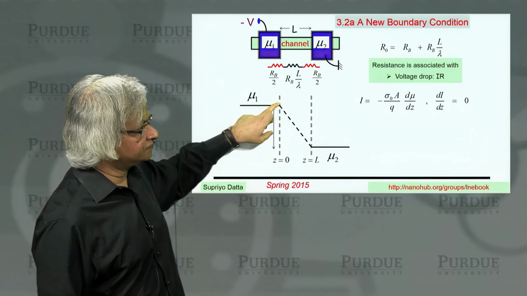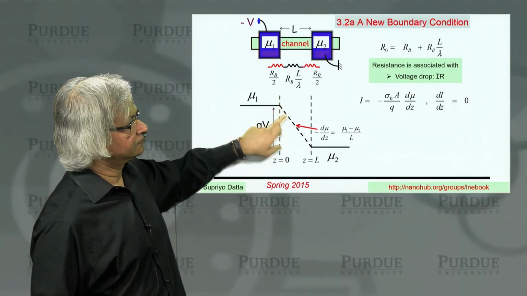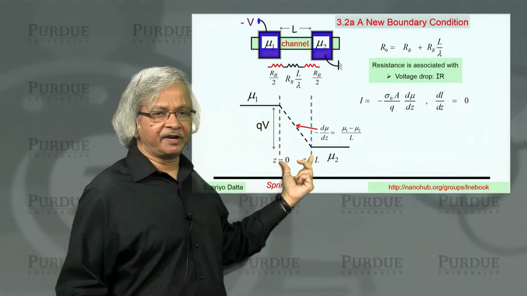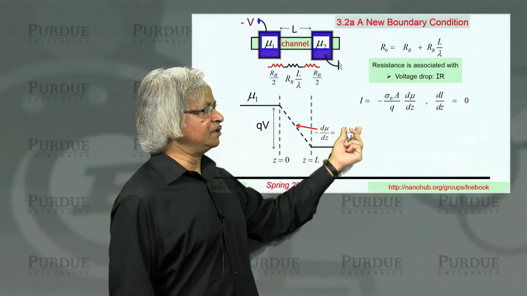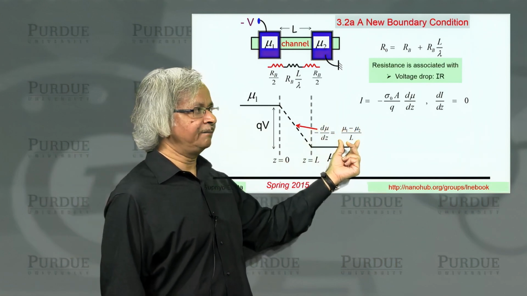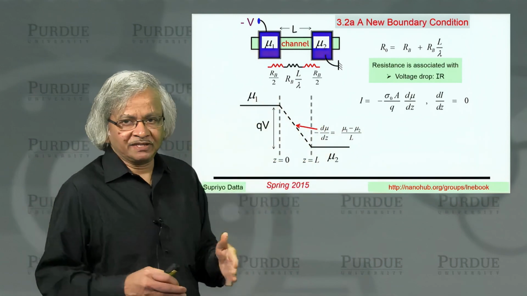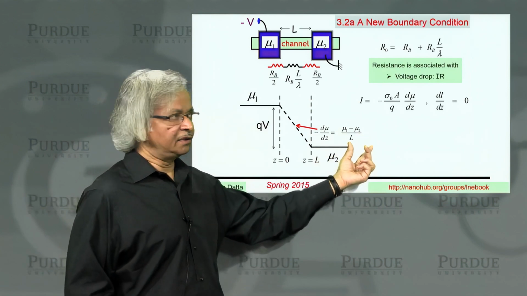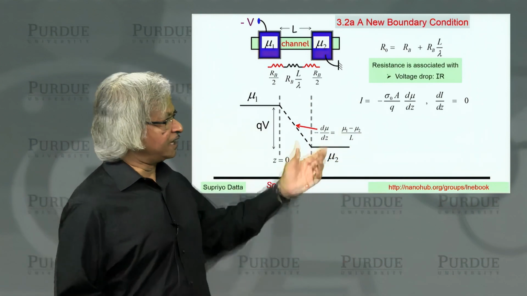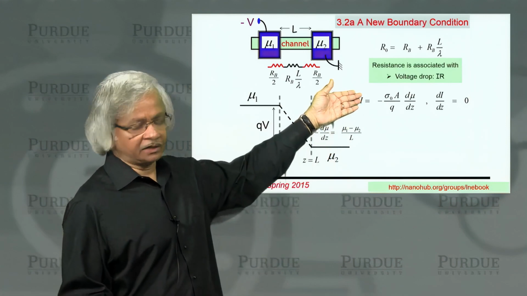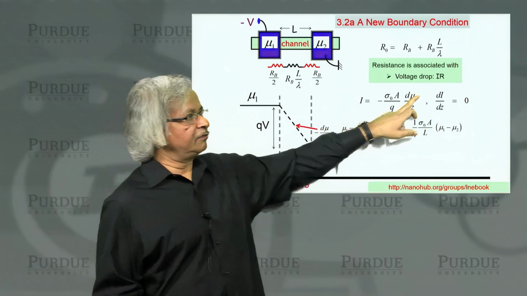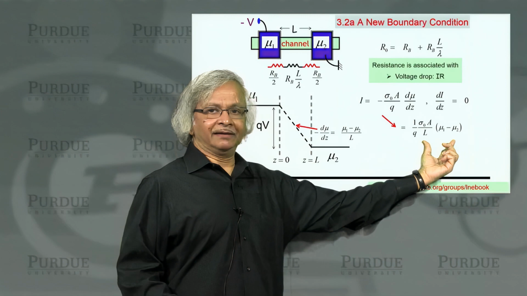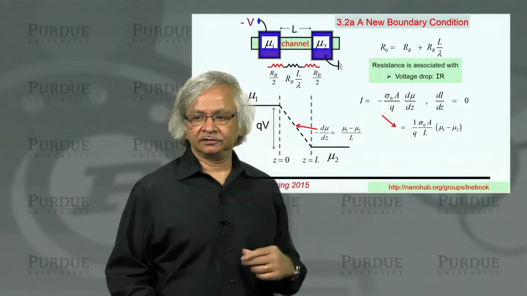Well, so what's the current? We can find the slope. It goes from mu1 to mu2 over a distance L, and it's a straight line. So the slope is just mu1 minus mu2 divided by L. Of course, it's going down, which means the slope is negative. That's why minus d mu dz is mu1 minus mu2 divided by L. So I could use this to calculate the current now. For minus d mu dz, I put in this value, mu1 minus mu2 divided by L, and so we have an expression for the current.